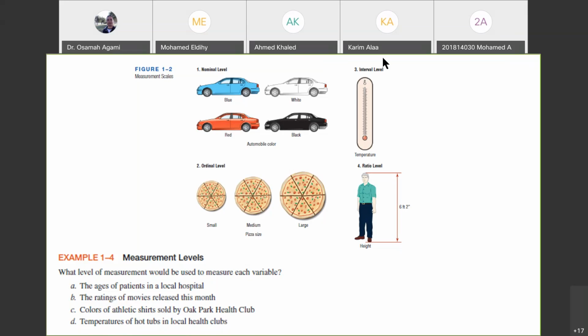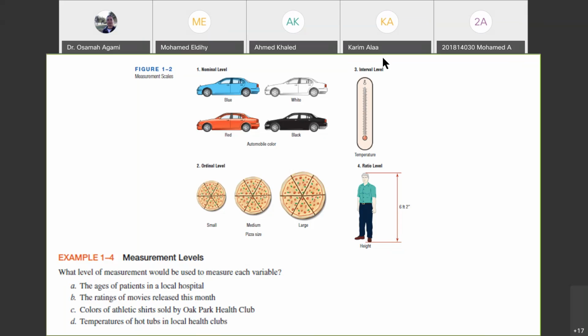The rating of movies released this month. Excellent, Zaid. Thank you very much. Ordinal, yes. Thank you. Colors of athletes' shirts sold by Oak Park Health Club. Yes, very good. Very good, students.